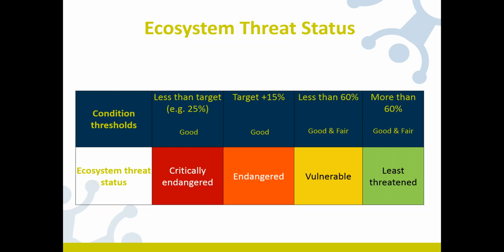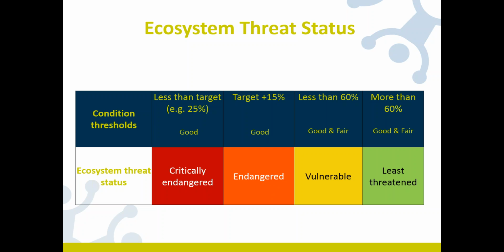I don't want to spend too much time on this because it is limited, but essentially what we do is that we'd set out a number of thresholds. The ones we typically use are if you're less than target, let's say the target was 25%, you'd be critically endangered. If you're within 15% of that target, you'd be endangered. If less than 60% is remaining intact, you'd be vulnerable. If more than 60% is intact, you'd be least threatened.